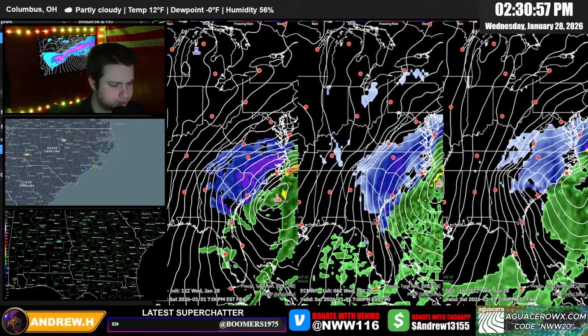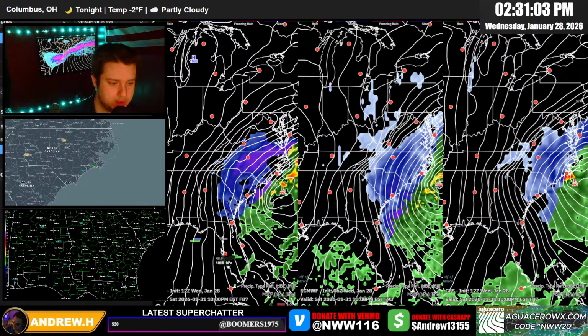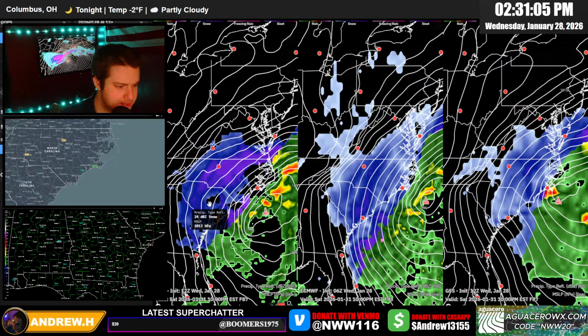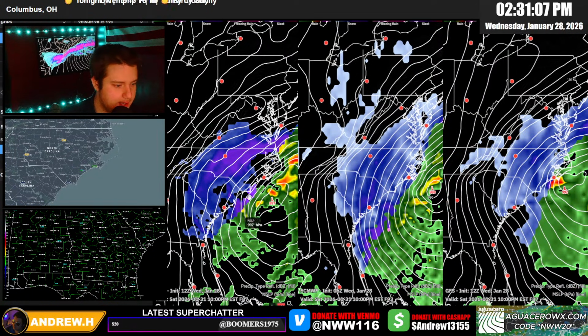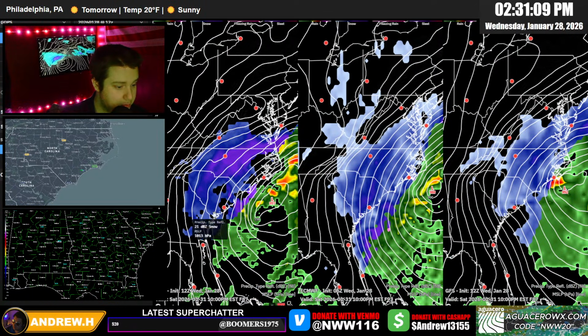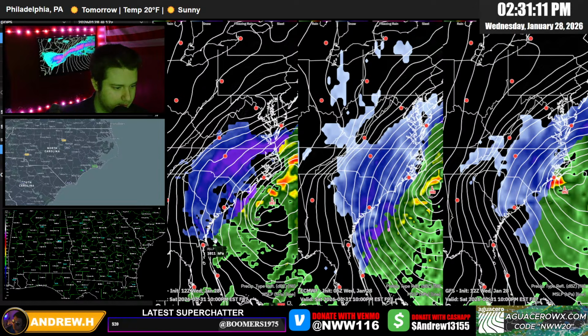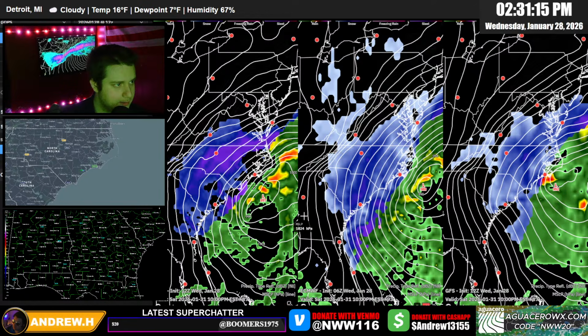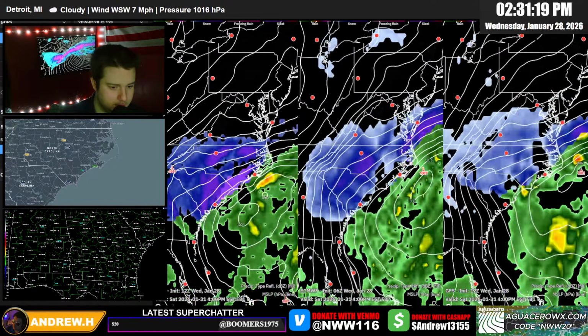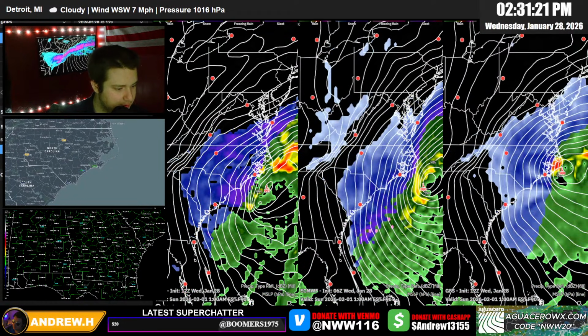By the afternoon, or really the evening of Saturday, you can see the system really gets going here. We start to see some real heavy snow towards the Carolinas, maybe even portions of Georgia, according to the Canadian model and whatnot. It really gets going at this point.